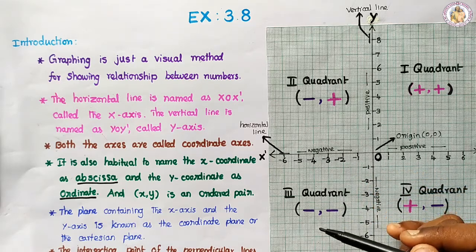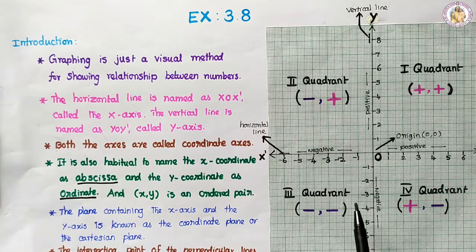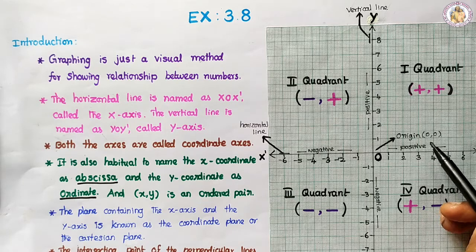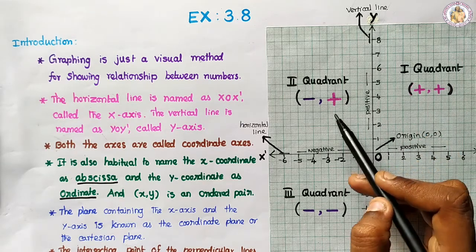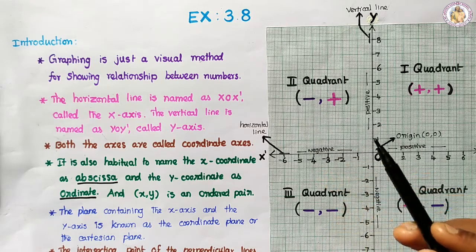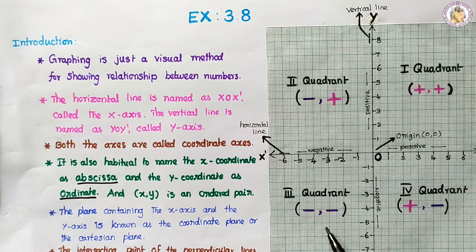And then third quadrant, both are in negative sign. Here also negative and here also negative. So negative, negative. And then fourth quadrant, positive and negative. Here the x-axis is positive and the y-axis is negative. Listen here: plus plus first quadrant, minus plus second quadrant, minus minus third quadrant, plus minus fourth quadrant.